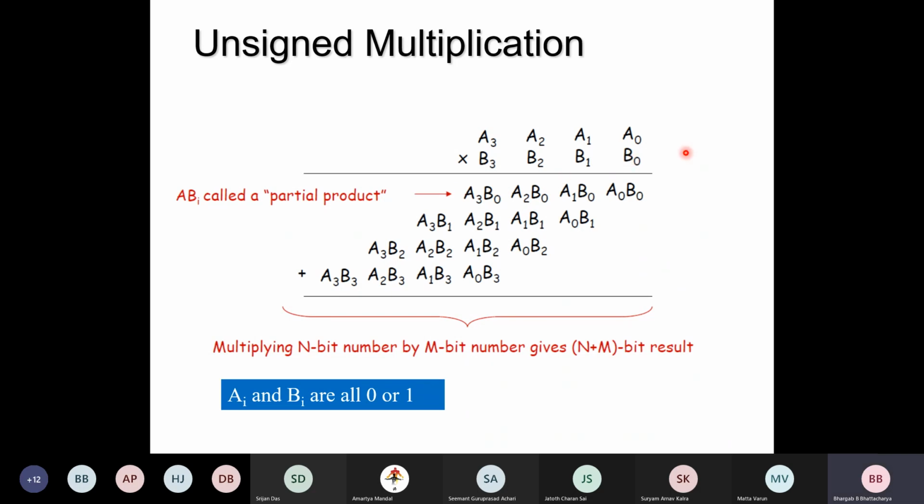So basically you are looking at the least significant bit of the multiplier. And if it is zero, then all these elements will be zero. If it is one, then the multiplicand will be copied. And in order to determine that, from a hardware perspective, all you need to do is a bit by bit AND operation.